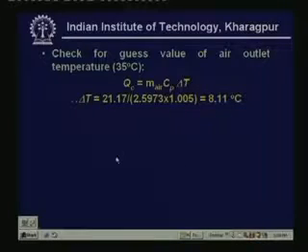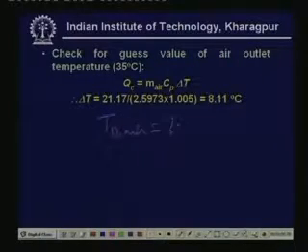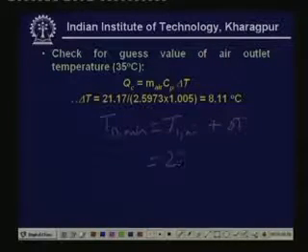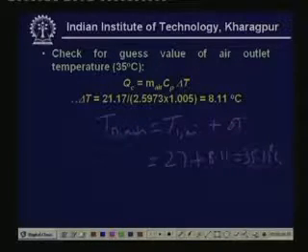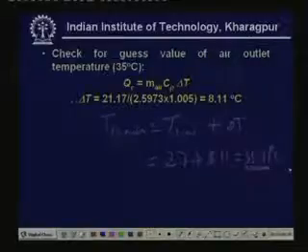Now delta T is 8.11 degrees centigrade, so what is the outlet temperature? Outlet temperature of air is T inlet of air plus delta T. T inlet is given as 27 plus 8.11, this is 35.11 degrees centigrade. So you find that coincidentally whatever you have calculated is very close to whatever you have guessed. The guess value and calculated values are coming very close. If this accuracy is sufficient, you can stop the trial and error procedure at this point and take this face area as the required face area.